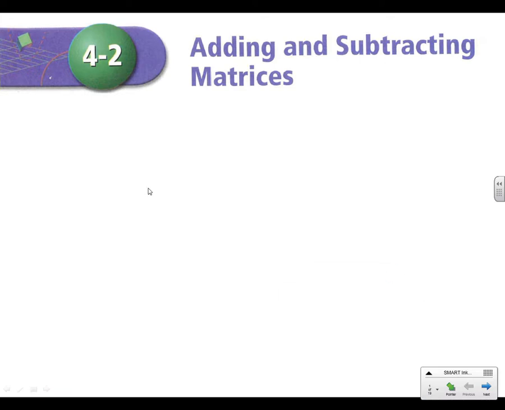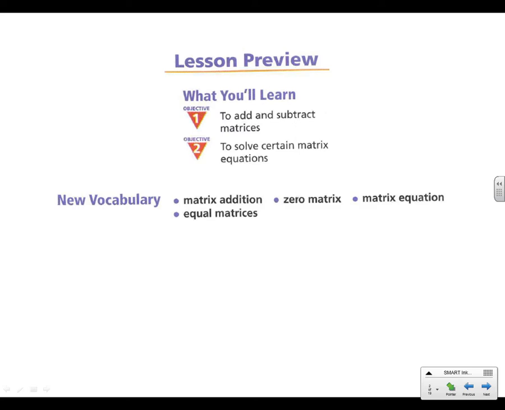Okay, let's take a look at 4.2, which is adding and subtracting matrices. So in this section, what are we learning? We are learning how to add and subtract matrices, and then we're going to also use those skills of adding and subtracting to be able to solve certain matrices. Not every single one, but certain ones if they match up.